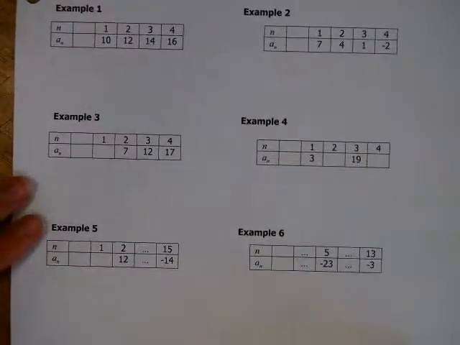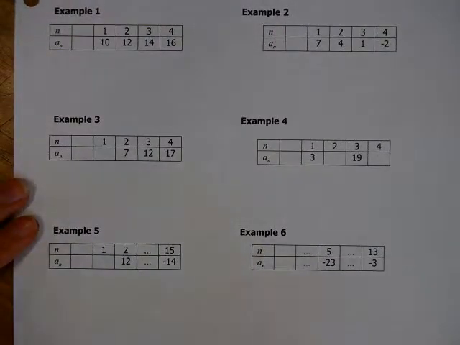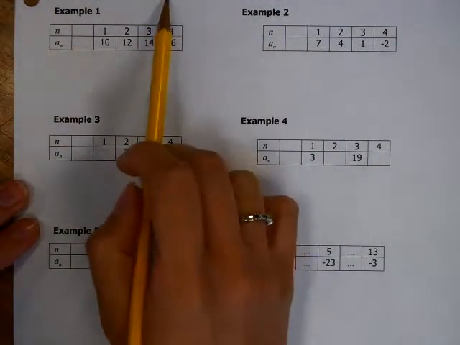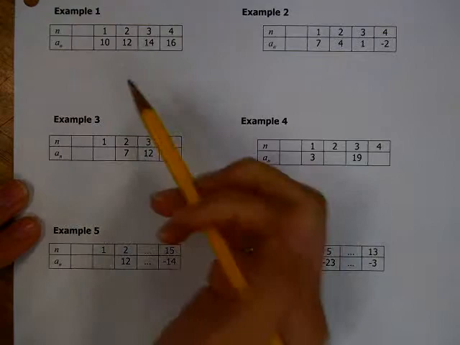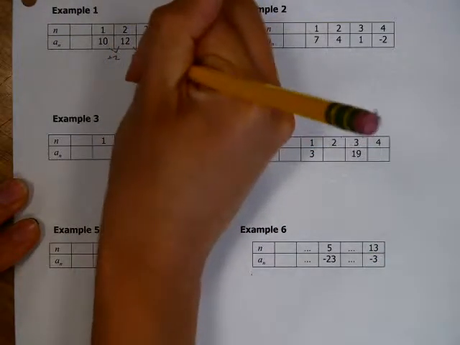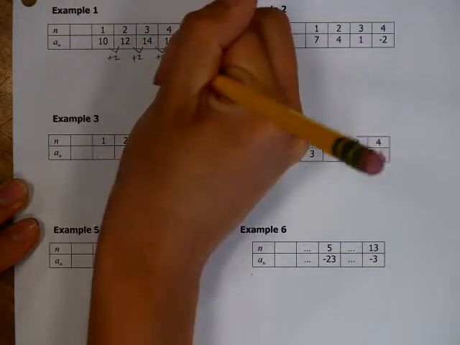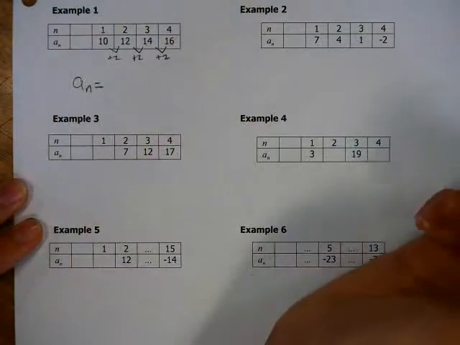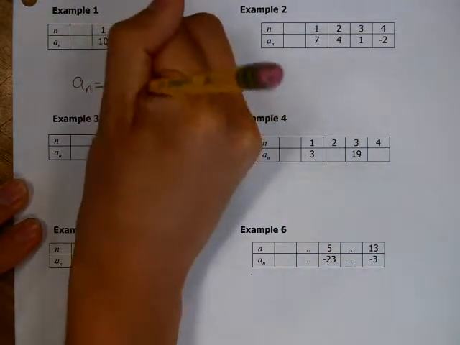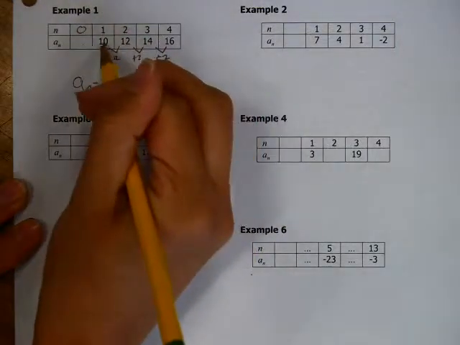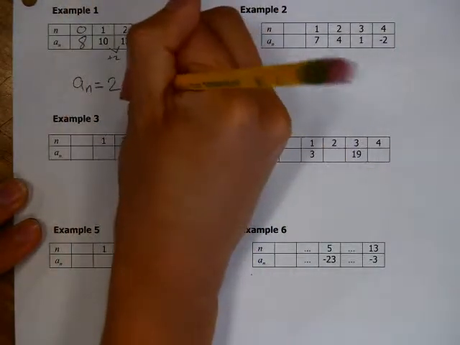Let's try a few examples. Everything on this page is arithmetic, and it's our job to figure out what the explicit formula is. Remember, sometimes that's also phrased, find the nth term. So example 1, what's our common difference? We are increasing by 2 each time. So our formula, a sub n equals, the common difference is 2 times n. I have to find the 0 term, so if we back it up 1, that would be 8.